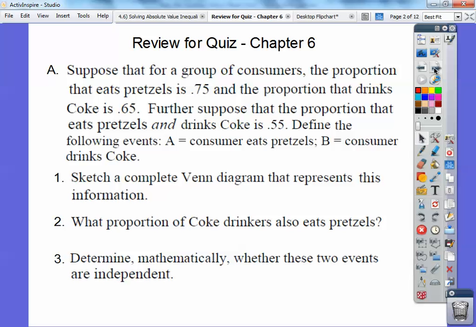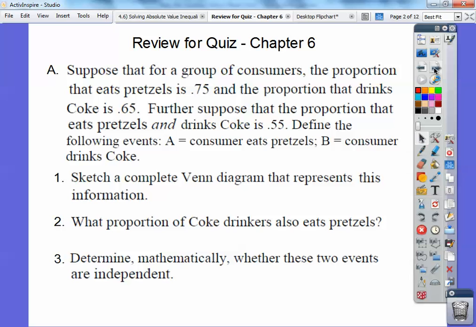Suppose that in a group of consumers, the proportion who eats pretzels is 75%, and the proportion who drinks Coke is 65%. Further, suppose that the proportion who eats pretzels and drinks Coke is 55%. So we're going to define the following as A, the consumer eating pretzels, and B, the consumer drinks Coke.